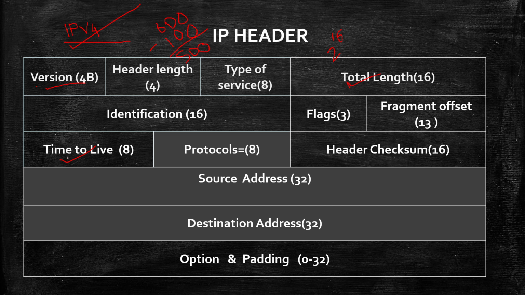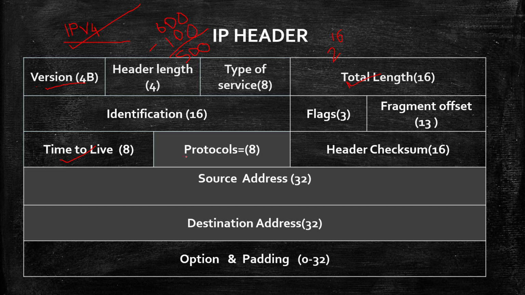Time to live means what happens when sometimes we send data and our data gets stuck in a loop. It keeps looping and going around in loops. So that this does not happen, we use the time to live.